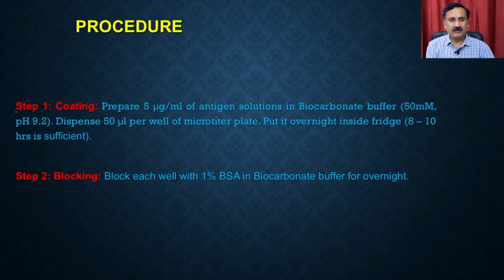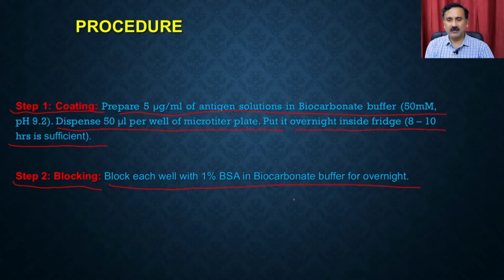The procedure: step 1, you have a coating. You can prepare 5 micrograms of antigen solution in the bicarbonate buffer, and then dispense 50 microliters per well of the microtiter plate, and put it overnight inside the fridge, or 8 to 10 hours is sufficient. Then step 2, you are going to do the block. So block with 1% BSA, which you prepare in the bicarbonate buffer, overnight.